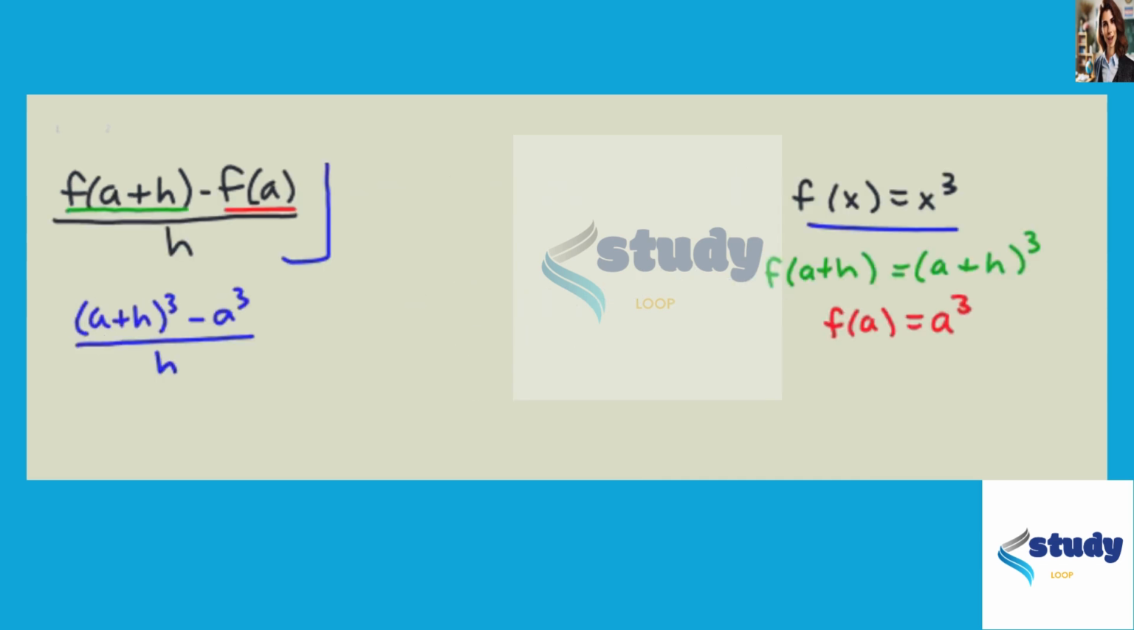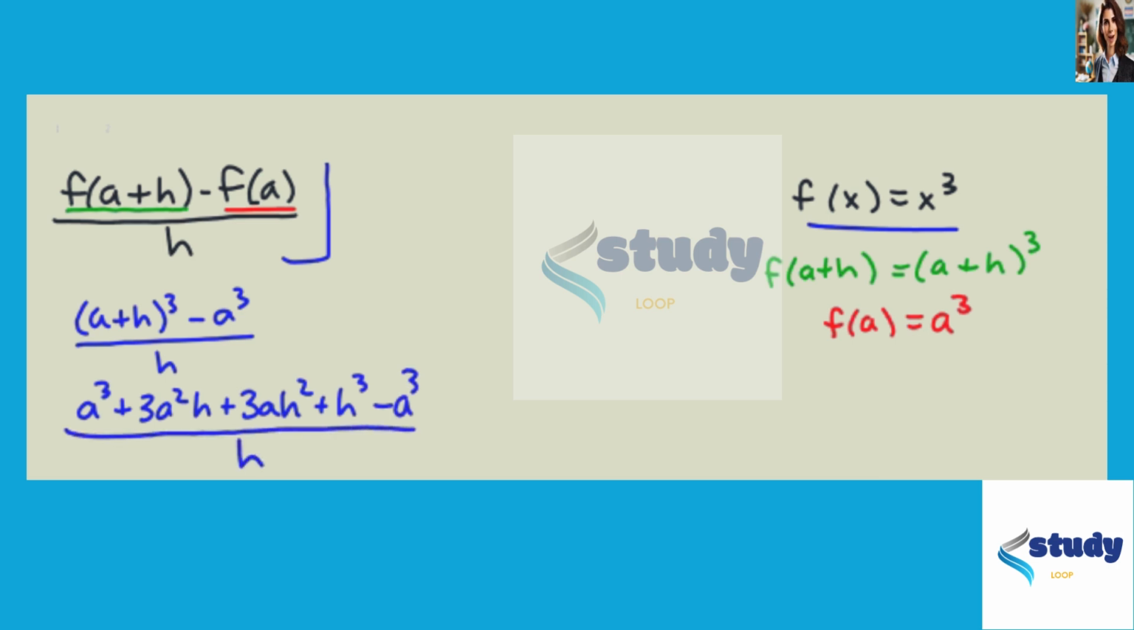Okay, so expanding the binomial cubed gives us a cubed plus 3a squared h plus 3ah squared plus h cubed, and then we still have minus a cubed at the end, and that's all over h. Notice that we have an a cubed and a minus a cubed. Let's cancel those. And let's look at what we have left.